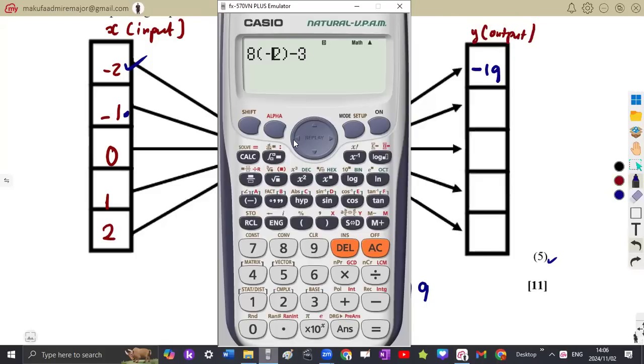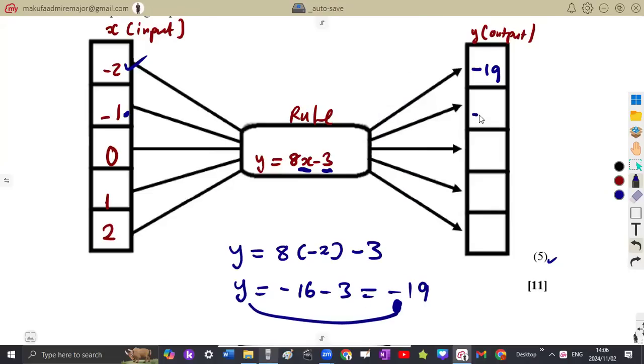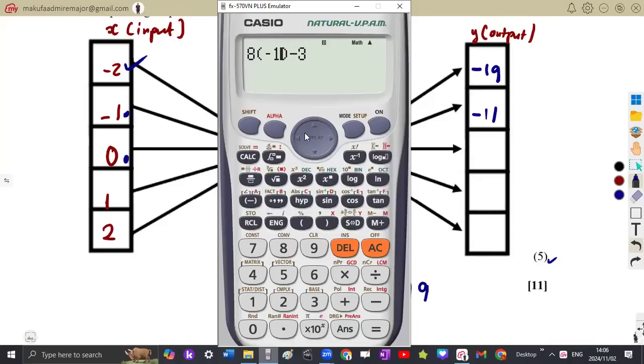The next one is minus 1. So in place of x, you're going to substitute here. We remove this and put minus 1. It is going to be minus 11. So as you can see, we're going to obtain minus 11. You move on to 0 there. When x is 0, you substitute inside of the bracket. You remove that and put a 0 inside of the bracket. That's a minus 3. You can simply have these values.